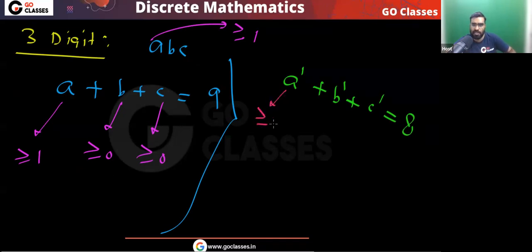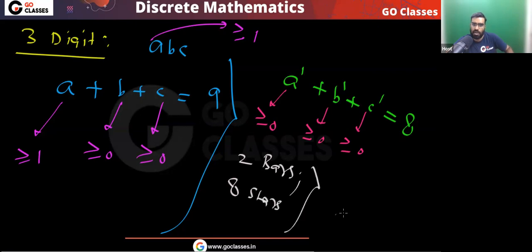Now this is greater than equal to 0, this is greater than equal to 0, this is greater than equal to 0. Now you can say, in total how many bars are there? Total 2 bars and total 8 stars. So the answer will be 10C2, and that is your 45. Is this clear? Finally, how many 4-digit numbers?